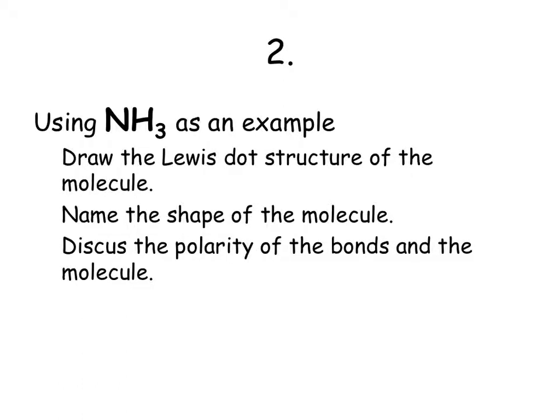So we're going to take a look at NH3, which is ammonia. We're asked to draw a Lewis dot structure for the molecule. The first thing is to write nitrogen. Nitrogen is in group 5, and therefore you're going to put 5 valence electrons around it.